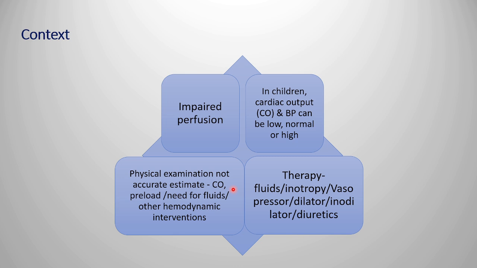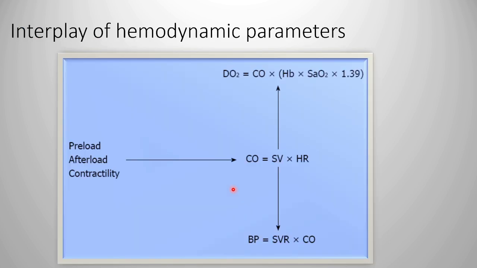You can give dilators like sodium nitroprusside, nitroglycerin, and inodilators, milrinone, levosimendan. These are good examples of inodilators. They give increased inotropy and also improve the diastolic relaxation of the heart, which is lusitropy. And sometimes you might even have to give diuretics to improve perfusion, like furosemide and other diuretics. This is the basic interplay of various factors.